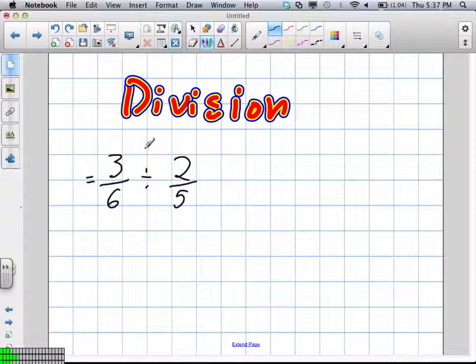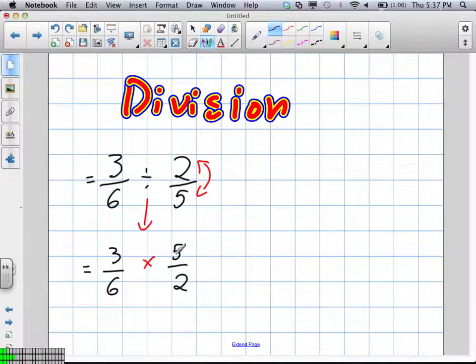See how easy multiplication was? So we want to turn this into a multiplication question. So we're going to flip the second term. Okay? And then this is going to change into a multiplication sign. So we bring down our 3 over 6. And what does this become? 5 over 2. That's it. And now we multiply. We get 15 and 12. That's it. That's the only rule. Ready?